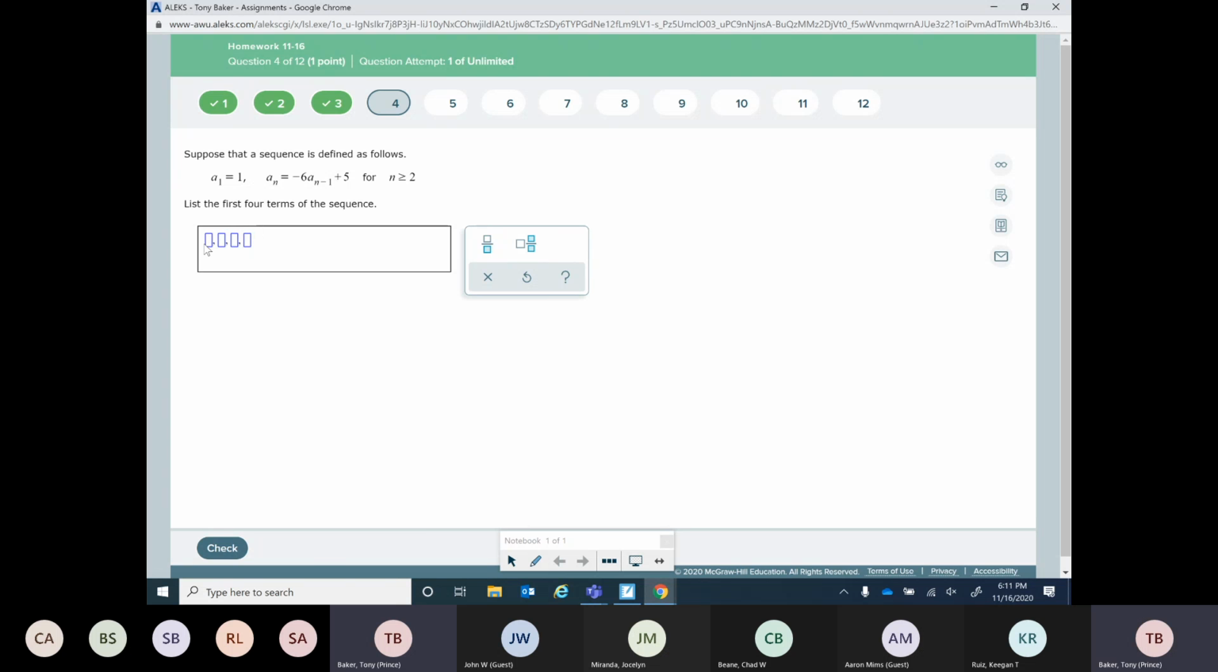So this first one, a to the first power, a1, is 1. For my next one, I'm going to take that number, multiply it by -6, and add 5. So 1 times -6 is -6, plus 5 is -1. That's my next term. Now I'm taking the -1 and plugging it into this problem again. So -6 times -1 is 6, plus 5 is 11. And then we do it again. 11 times -6 is -66, plus 5 is -61.